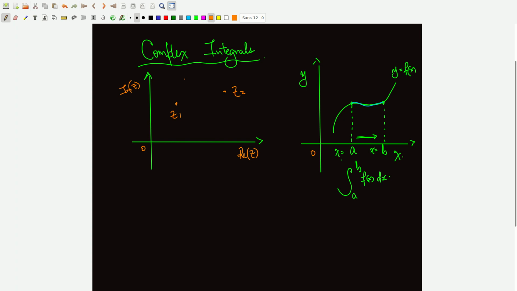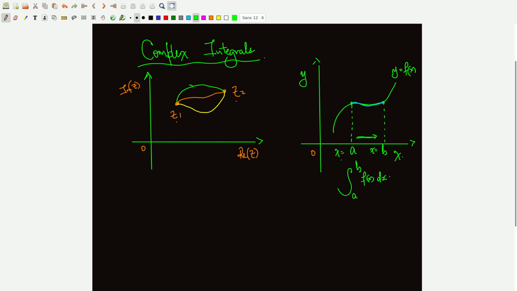Since these are defined in the plane, it is important to note that we don't have just one single path representing the movement from the first complex number z1 to the other complex number. We have multiple paths we can take in moving from z1 to z2. They are numerous, not just one, and I will just draw this to illustrate.